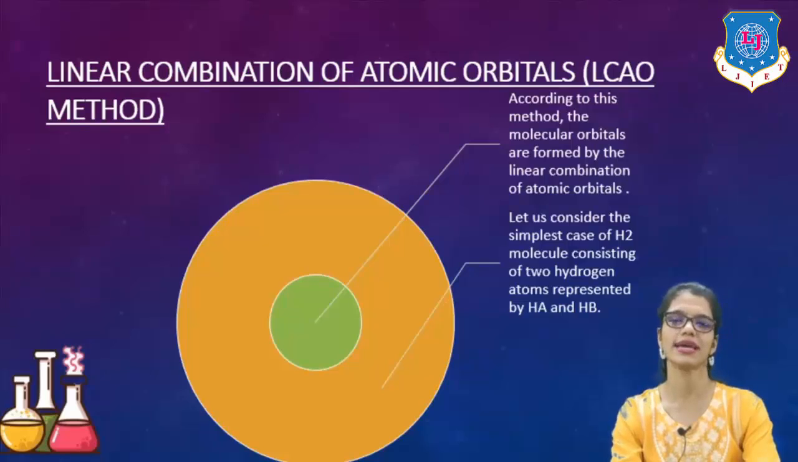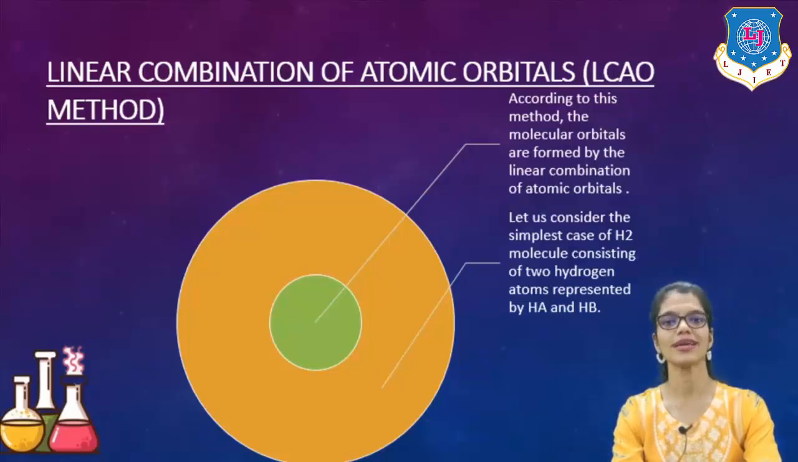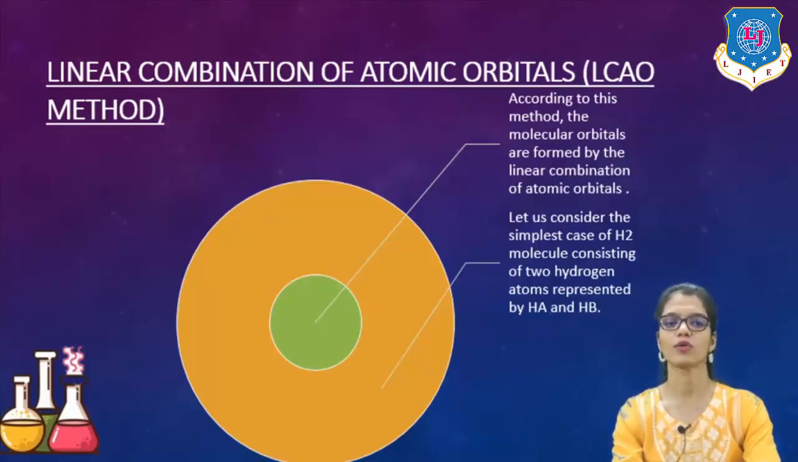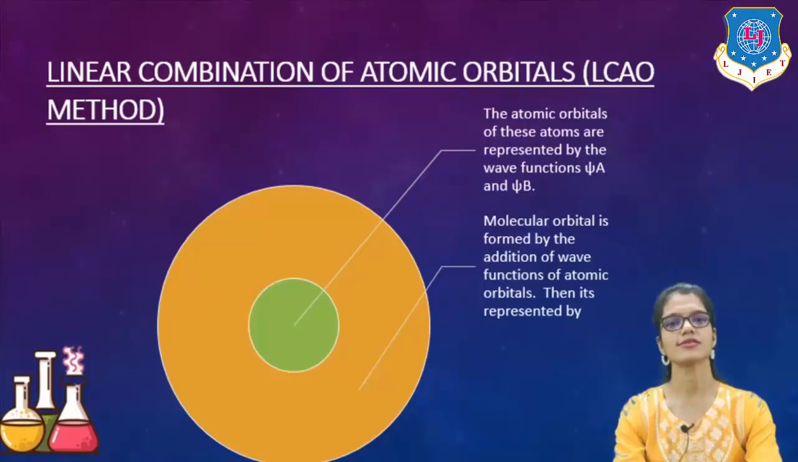It has been said that when atomic orbitals collinearize with each other, at that time such atomic orbitals can be combined. Okay, now let us consider the simplest case of the H2 molecule, which consists of two hydrogen atoms. They can be represented as HA and HB. Now, the atomic orbitals of these atoms are represented by wave functions. For HA, it can be written as psi A, and for HB, it can be written as psi B.